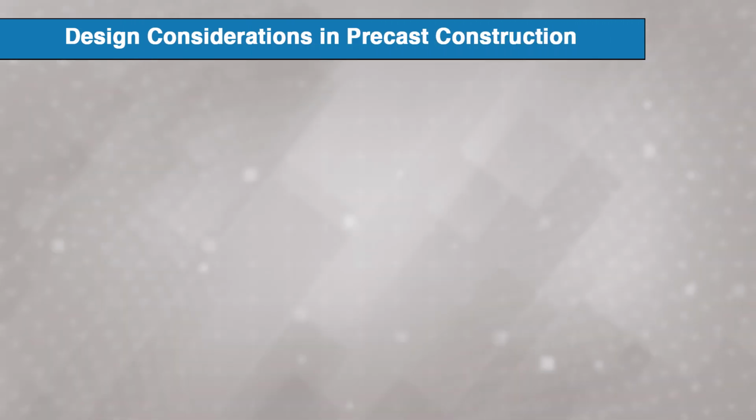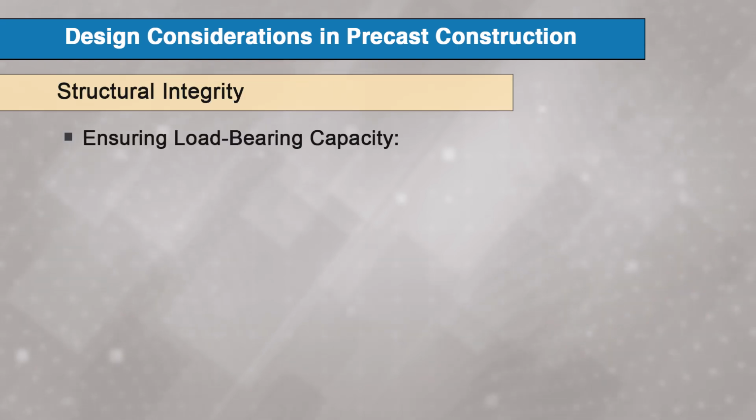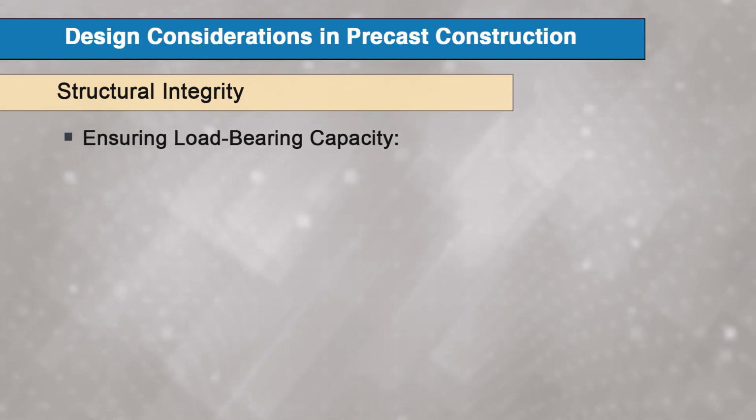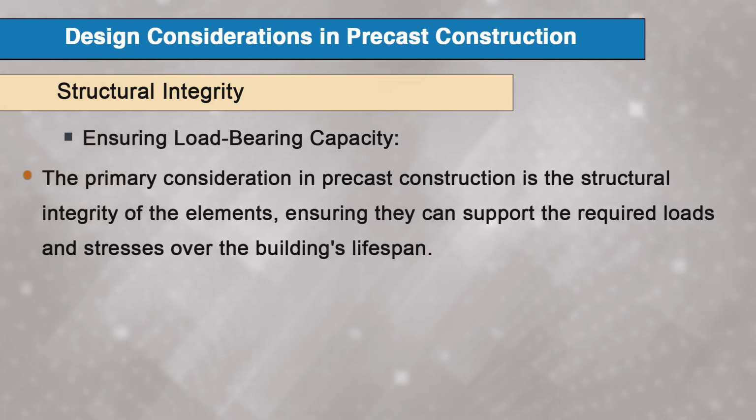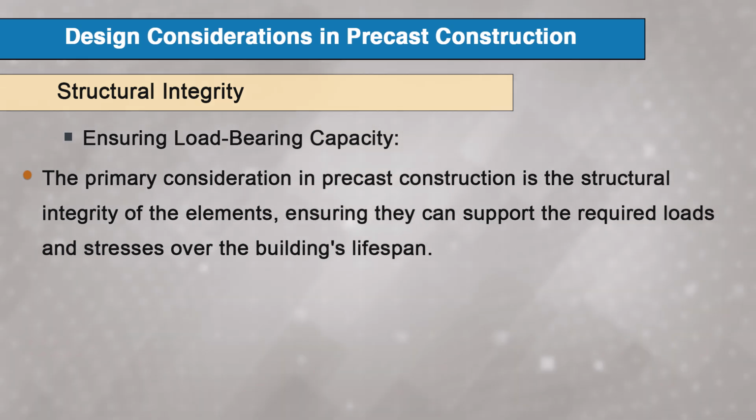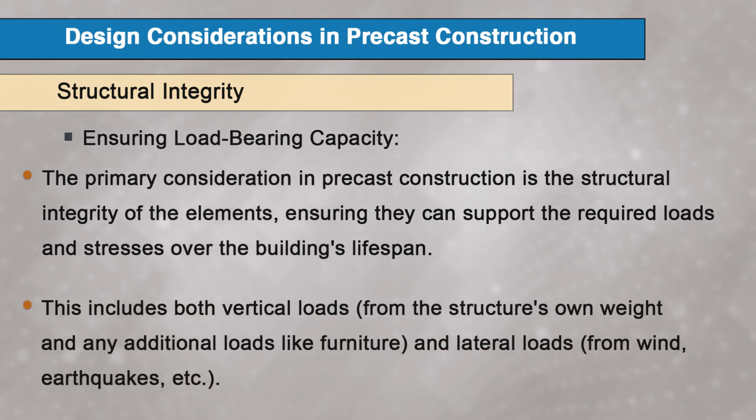Moving on to our next topic, that is the design considerations in precast construction. First, we will talk about the structural integrity that ensures the load bearing capacity. The primary consideration in precast construction is the structural integrity of the elements, ensuring that they can support the required loads and stresses over the building's lifespan. This includes both vertical load and the lateral load. We talk about the material strength, use of high quality materials and precise manufacturing processes to achieve the necessary strength.